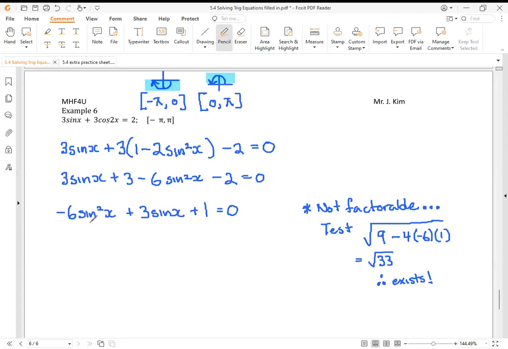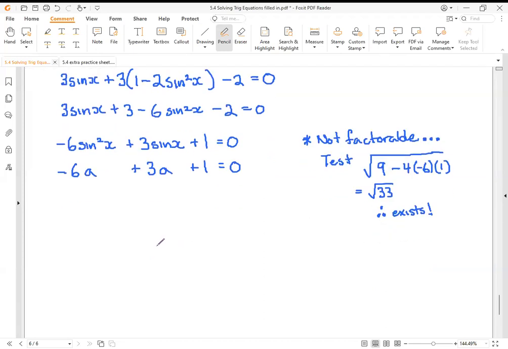Okay. May I continue doing it this way, or would you like me to substitute so that it looks like a quadratic? Substitute? Sure. I'll use a again. Question, Everett? Yeah. Why can't you common factor that? What would be common? No, I'm not laughing at you, but take a look. If you want, Everett, you can factor out a negative 1. That would become a positive 6 minus 3a minus 1. I mean, you could, right?